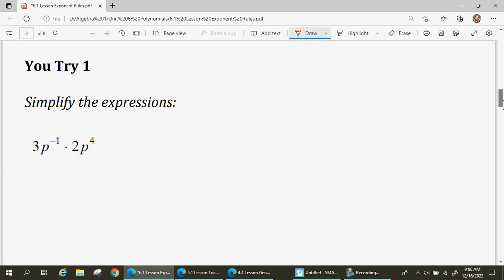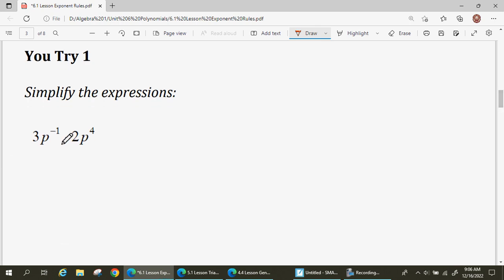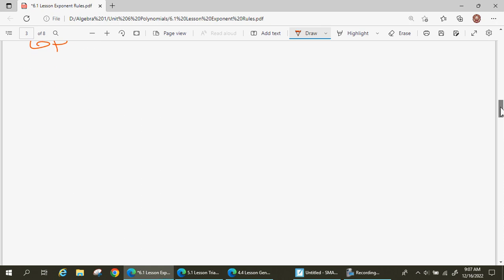I want you to try this one on your own and put your answer into the box provided to you. Then when you press play, I will have the answer here. If you got the answer wrong, please raise your hand and ask me for help. So if you got 6p to the third power, good job. If you didn't, please raise your hand, ask me for help, and we can fix the mistake.